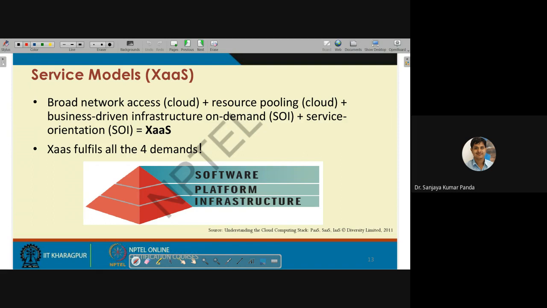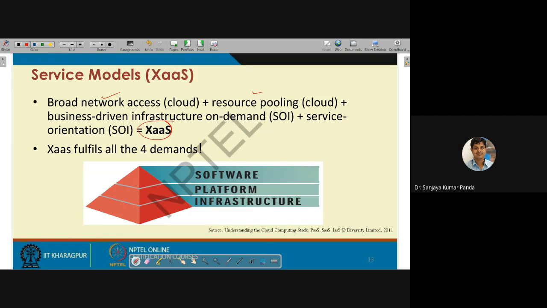So here you can see, in order to build a XaaS model, they took two different characteristics. One is called broad network access. The other is resource pooling. Broad network access says that there is no limit on the device. Any device connected to the internet you can use for getting the service. It may be a low-end smartphone, or a PC, or a workstation, or it may be a supercomputer also. You can get the service. Resource pooling means there is a large pool of resources from which you are getting the services.